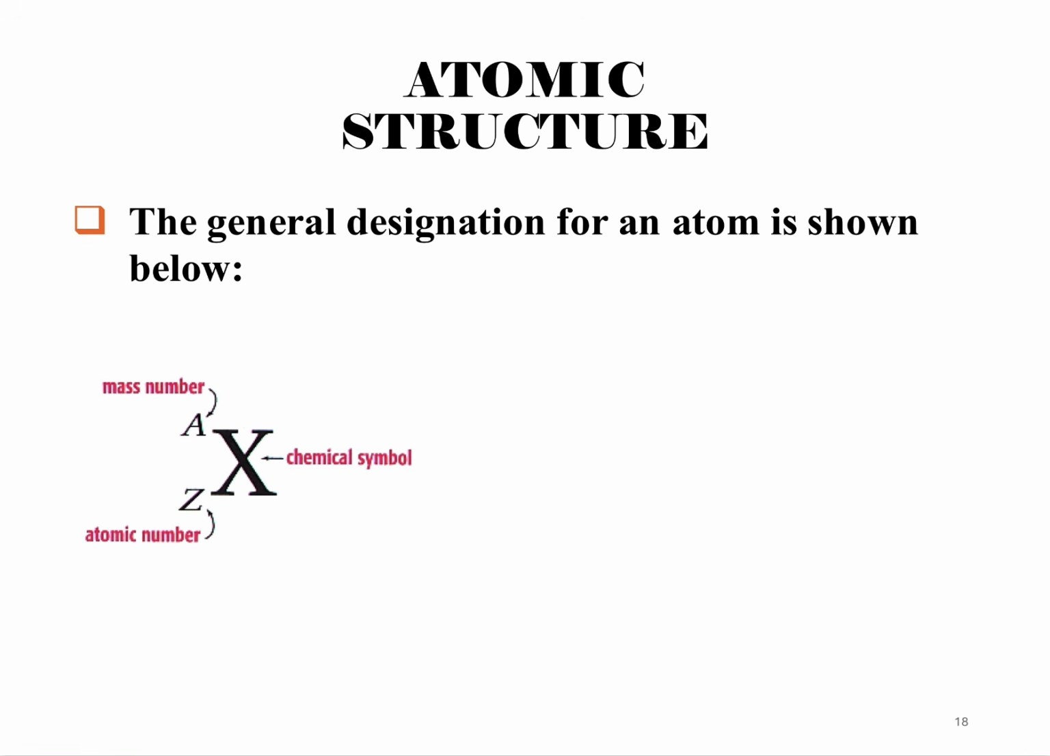Okay, so this gives us the atomic structure, and then this gives us the general designation for what an atom looks like, and how we can define an atom. So this is called isotope notation, right? Where X is the chemical symbol, right? This is what's on the periodic table.